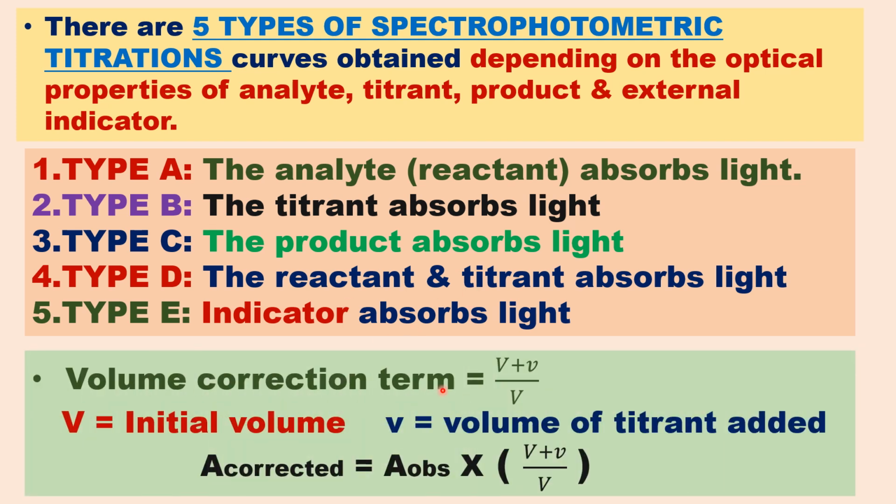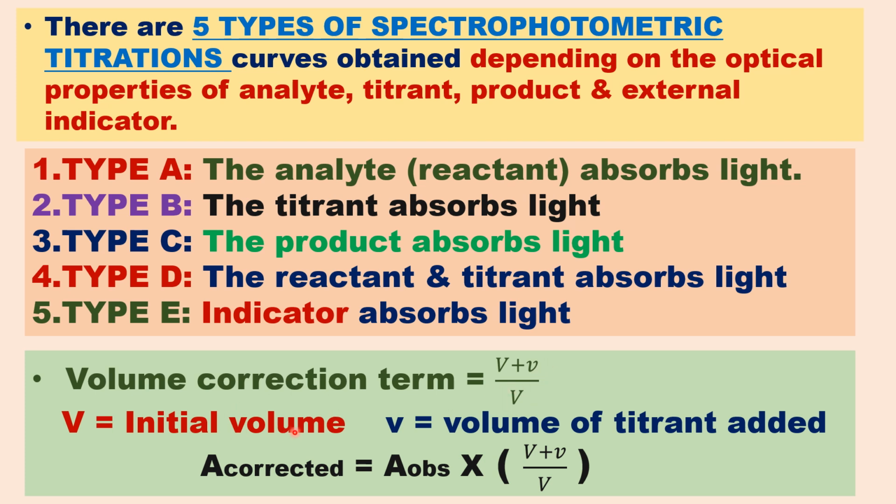Now, the volume correction term. It is very important. The measured absorbance is A observed, and then there is the corrected absorbance. When you plot corrected absorbance versus volume of titrant added, then only a straight line is obtained. So we need to do volume correction. What is the volume correction factor? It is capital V plus small v by capital V.